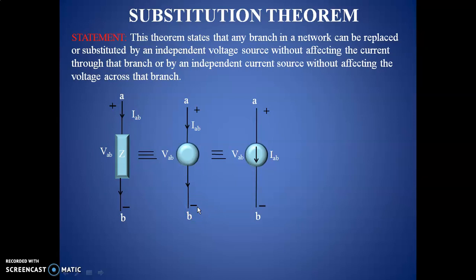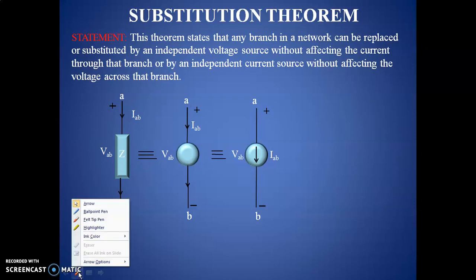In this video, we are going to learn about the substitution theorem. This is a very easy theorem which says that any branch in a network can be replaced or substituted by an independent voltage source without affecting the current through that branch, or by an independent current source without affecting the voltage across that branch.